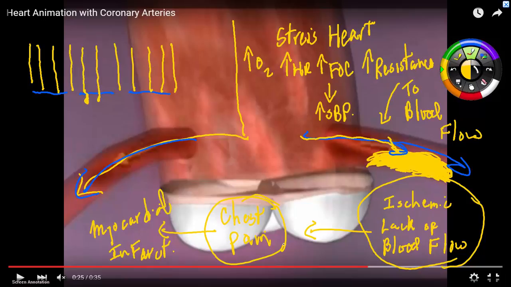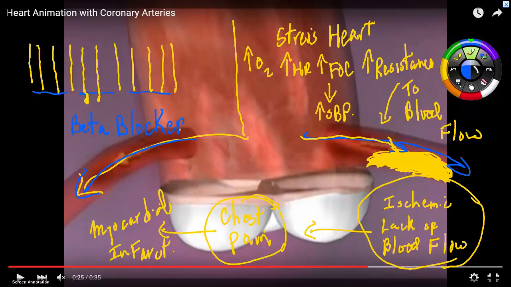So if a person, if they know, has blockages of cholesterol in their coronary arteries, do you want their heart to work hard? Do you want their heart rate and their systolic blood pressure going up? Of course you don't. So that's why anyone with known coronary artery disease is placed on a medicine called a beta blocker.